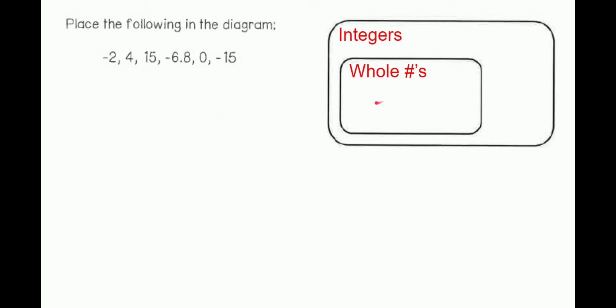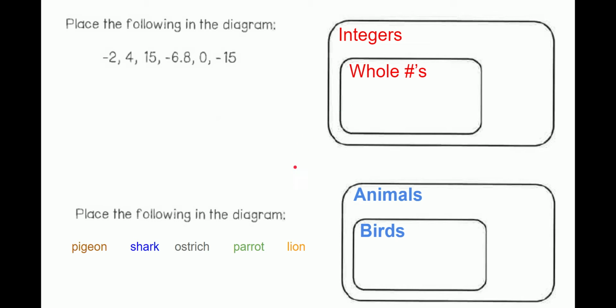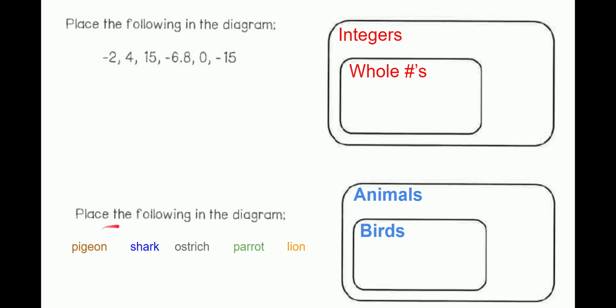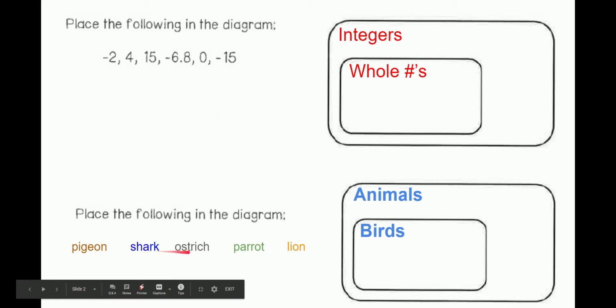If you want to think about it in a different way, think about it this way. So notice whole numbers are the whole number boxes inside an integer. It's because all whole numbers are integers. Let's look at this diagram below. Birds and animals. And they want us to place the following in the diagram: pigeon, shark, ostrich, parrot, and lion. So pigeon is a kind of bird, so it goes in there. But does that mean a pigeon is also an animal? Yes, because it's in both boxes.